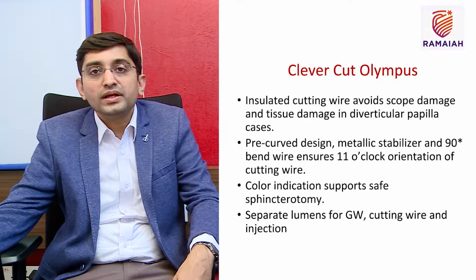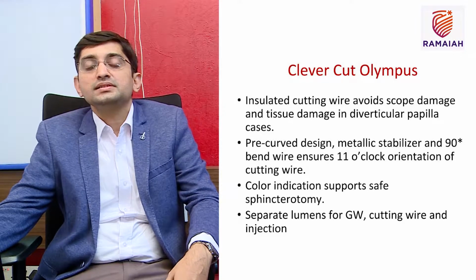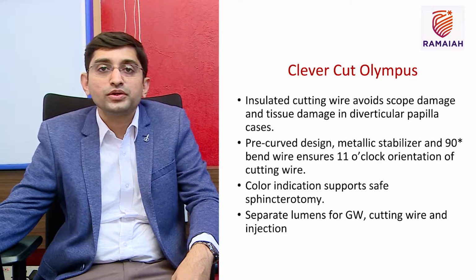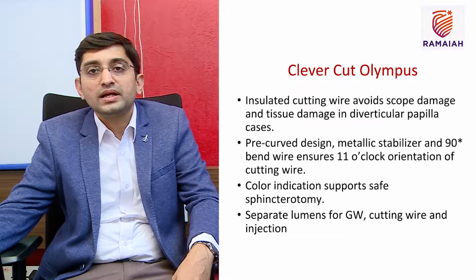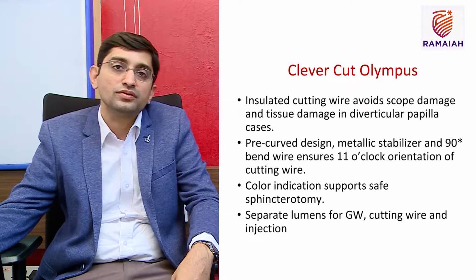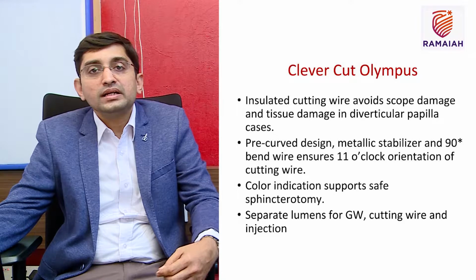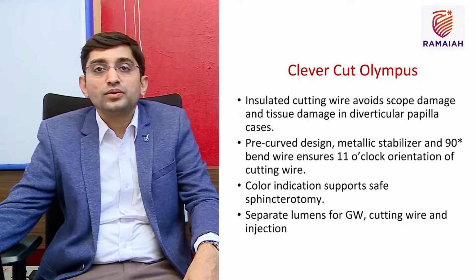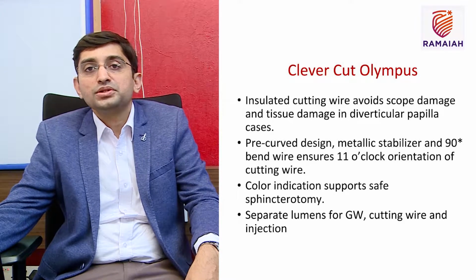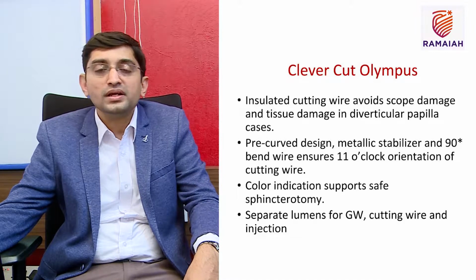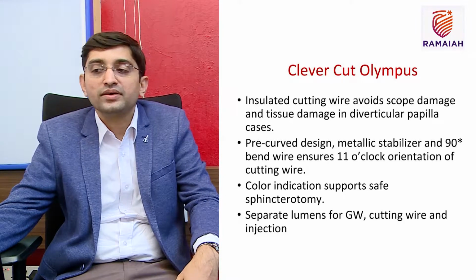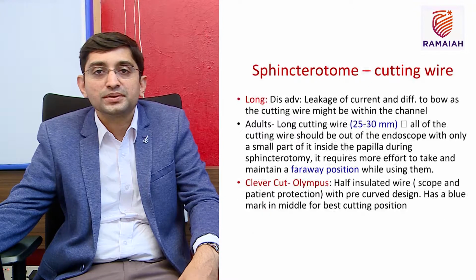The pre-curved design is such that whenever we bow the sphincterotome, it is going to bow towards the 11 o'clock position in the orientation of the bile duct. There is a color coding to show up to what depth the sphincterotome can be pushed inside for a safe sphincterotomy, and there are separate lumens for the guide wire, the cutting wire, as well as injection.